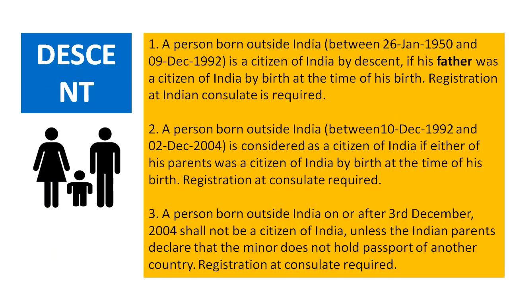Similar to citizenship by birth, Indian citizenship can be acquired by descent if you are, number 1, a person born outside India on or after 26 January 1950, and his or her father was a citizen of India by birth. Registration of birth at Indian consulate is required. Number 2, a person born outside India between 10th December 1992 and 2nd December 2004, either of whose parents was a citizen of India by birth. Registration at Indian consulate is again required.